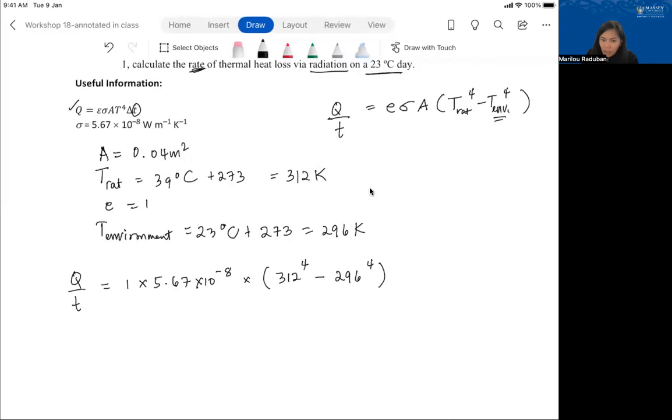Okay, I'll do the calculation step by step because in the past, some students had problems with this one. If you do this calculation, 312 to the power of 4, that's essentially 312 times 312 times 312 times 312, right? You should get 9.4, I'll just round it here, times 10 to the 9, something like that. If you do that here, 296 raised to the power of 4, 7.68 times 10 to the 9.